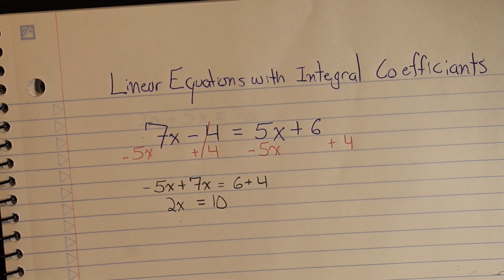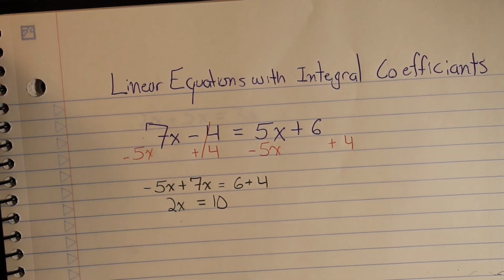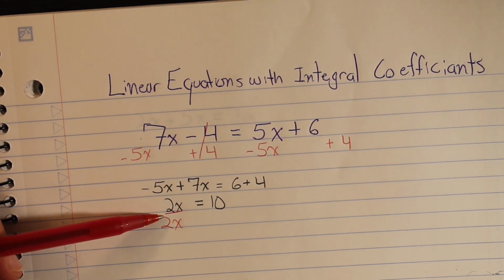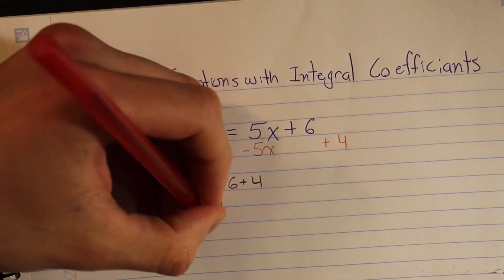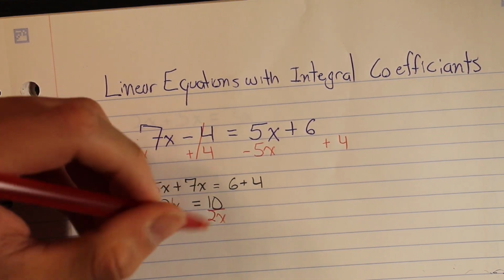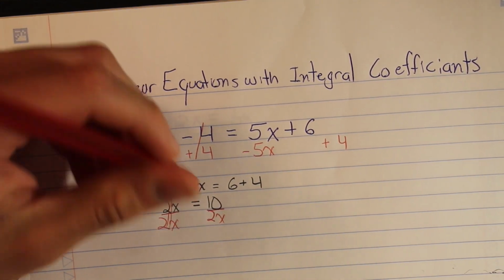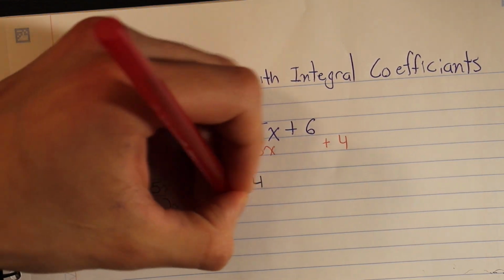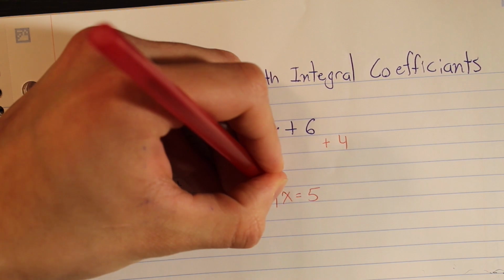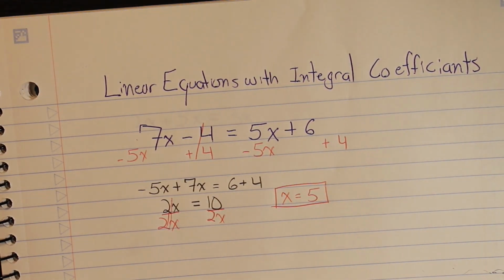And so now the final step here is to divide the coefficient by itself and also the other side, because what we do to one side we have to do to the other side. So 2x divided by 2x becomes 1, and then 10 divided by 2 is 5, so x is now the answer. X equals 5. So that's the first one.